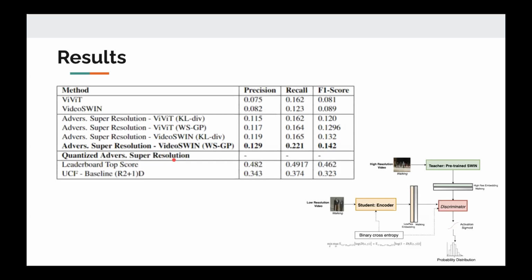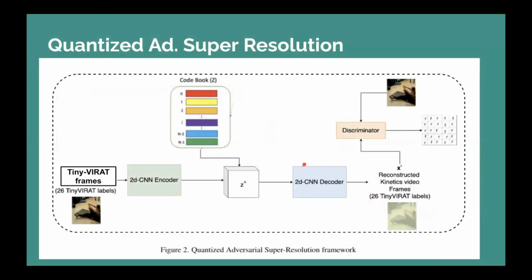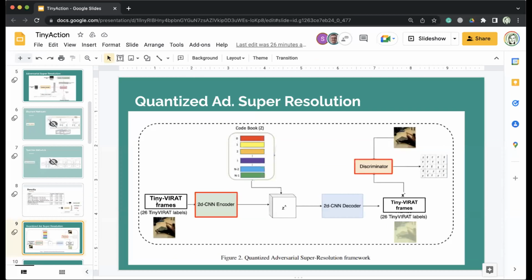But we came up with this idea only two weeks ago, after project update 2 a while ago. So it's a big pipeline and we're still implementing it. So we don't have results for this yet, but I can quickly go over the idea of how we plan to improve this framework. So this is our improved final quantized adversarial super resolution framework that we plan to use for the Tiny Action Recognition Challenge. This is not supposed to be here, so I can just remove it for now.